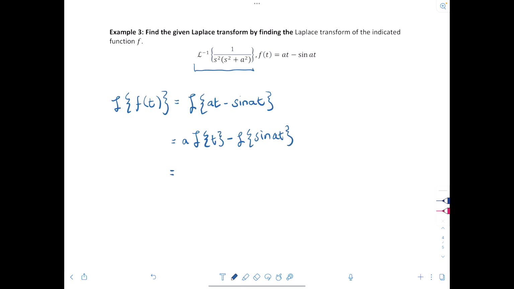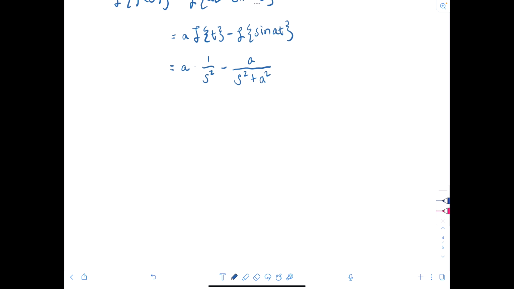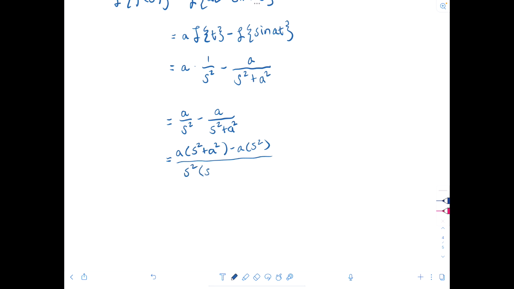All right, well, this will be a times, remember the transform of t is 1 over s squared, minus a over s squared plus a squared. So that's going to give us a over s squared minus a over s squared plus a squared. Getting a common denominator, we'll have a times s squared plus a squared minus a times s squared, all over s squared times s squared plus a squared. Notice that the a times s squareds will zero out and we'll have a cubed over s squared times s squared plus a squared.